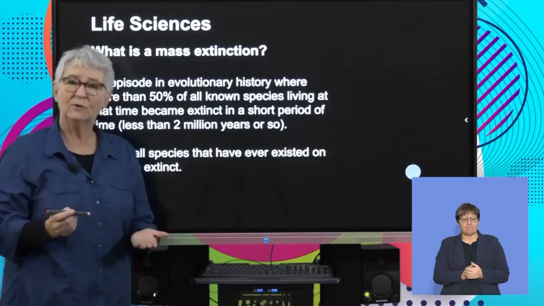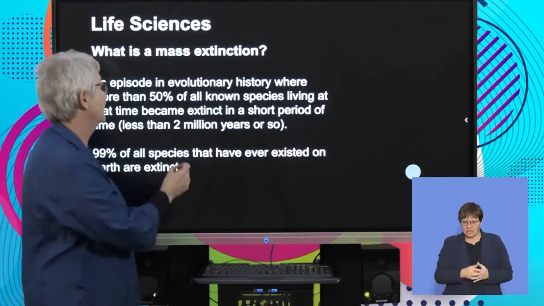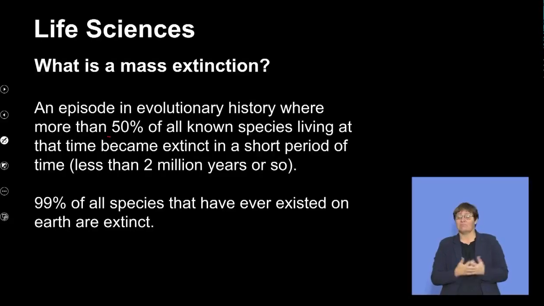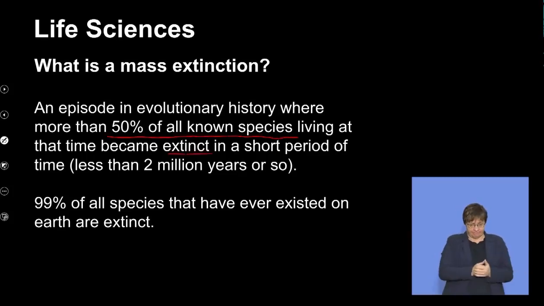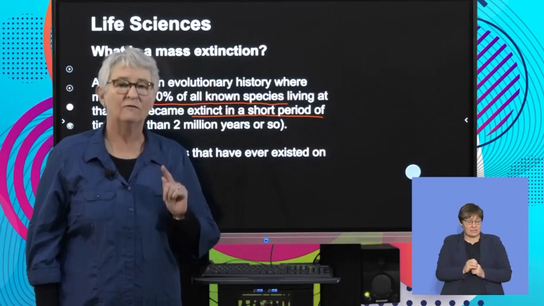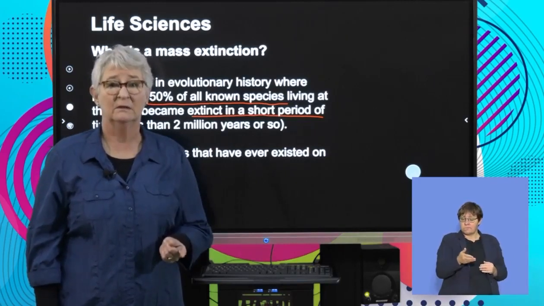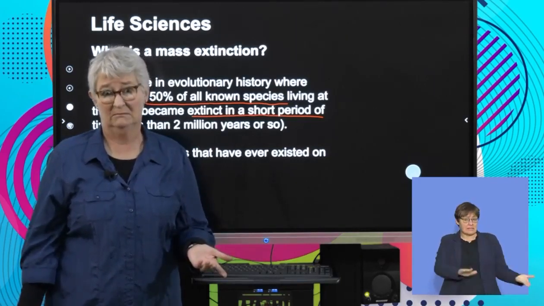Now, how do we classify what a mass extinction is? First of all, it's where more than 50% of all known species die out or become extinct in a relatively short period of time. And a very interesting thing is 99% of all species that have ever existed on Earth are extinct.